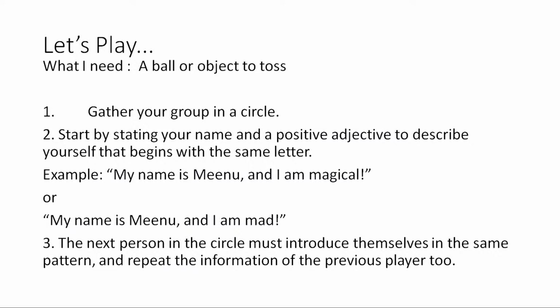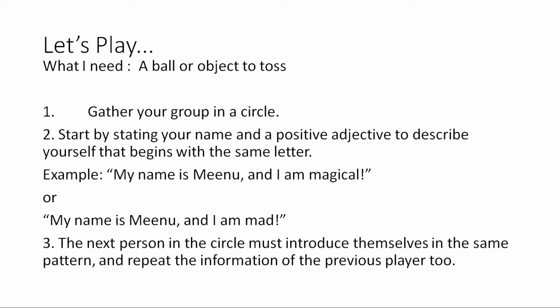like my name is Meenu, and you state one adjective with it to describe yourself that begins with the same letter. In the beginning you can use others also, but gradually as you play, use adjectives from the same letter, like my name is Meenu and I am magical. So the word magical would be an adjective for Meenu. Or you can have fun and say my name is Meenu and I am mad. So mad can also be an adjective. So we are using the adjective that begins with the same letter M. So what will the next person do?